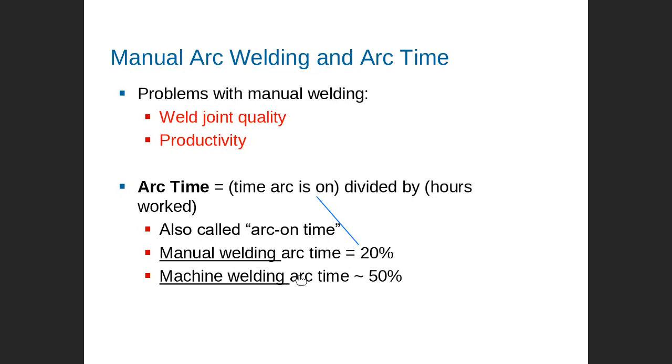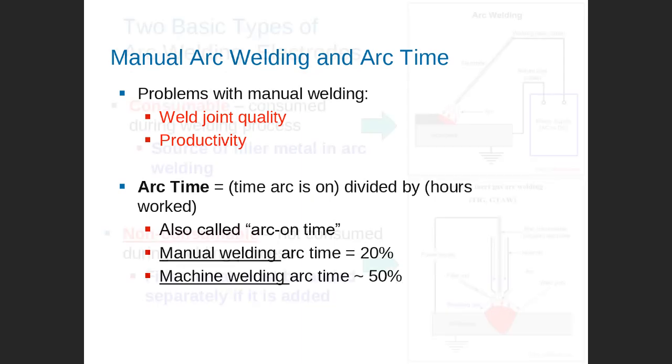However, in machine welding or automated welding, arc time increases up to 50%. You can see that it is highly improved in automated welding or machine welding, right?